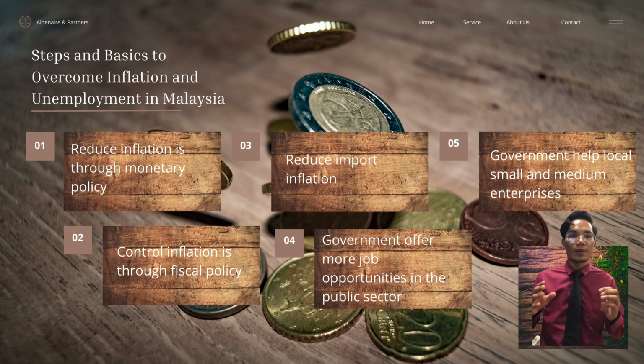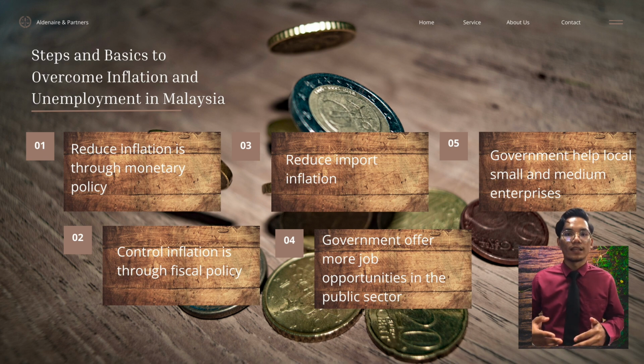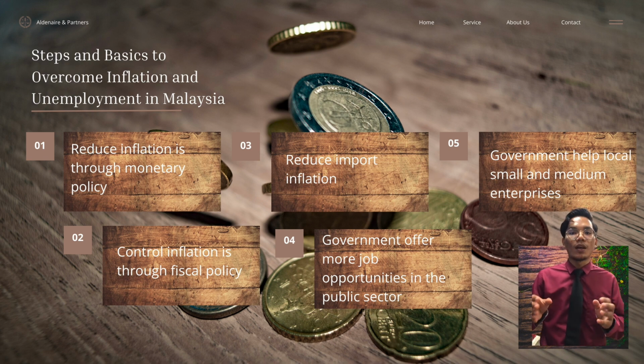In addition, BNM can persuade commercial banks to reduce lending. For example, BNM can hold a meeting with commercial banks to persuade them to reduce lending and control the amount of money in the market. A measure to control inflation is through fiscal policy.